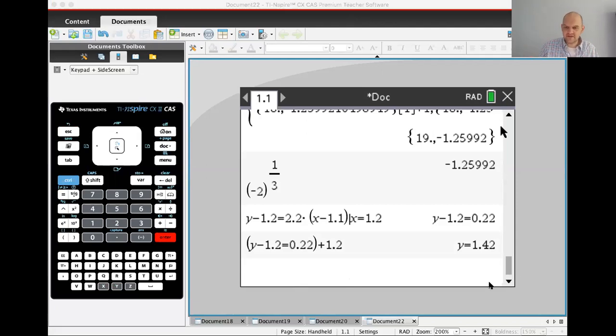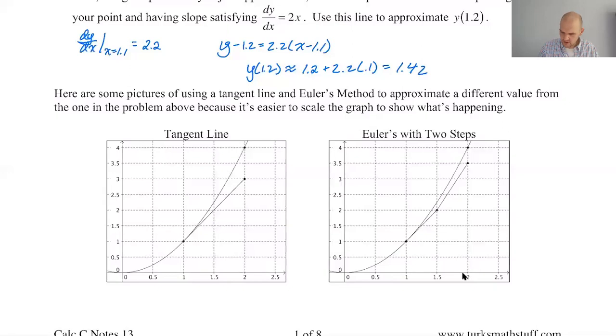So here's a little picture of it in the notes of just the general idea. The basic idea is in calculus, you want to go smaller amounts than bigger amounts.